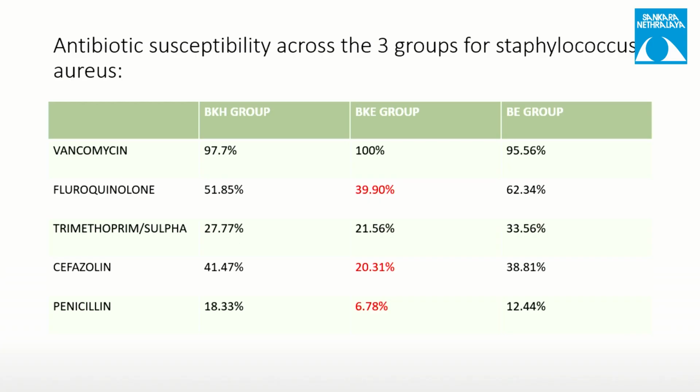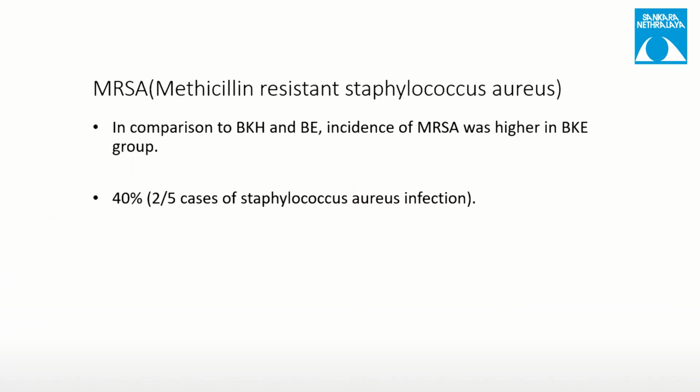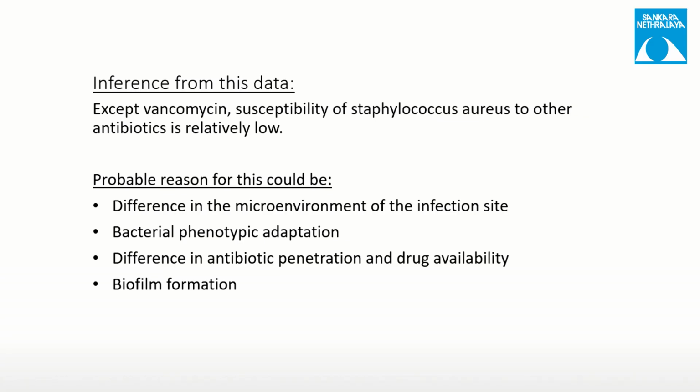So, for Staphylococcus aureus, we will see what the antibiotic susceptibility is across the three groups. As we can see here, vancomycin is similar in all three groups, while for the rest of the antibiotics, the BKE group, which is the endophthalmitis following keratitis group, has less antibiotic susceptibility for Staphylococcus aureus. So this leads to methicillin resistant Staphylococcus aureus infection also being higher in the BKE group. 40% was found.